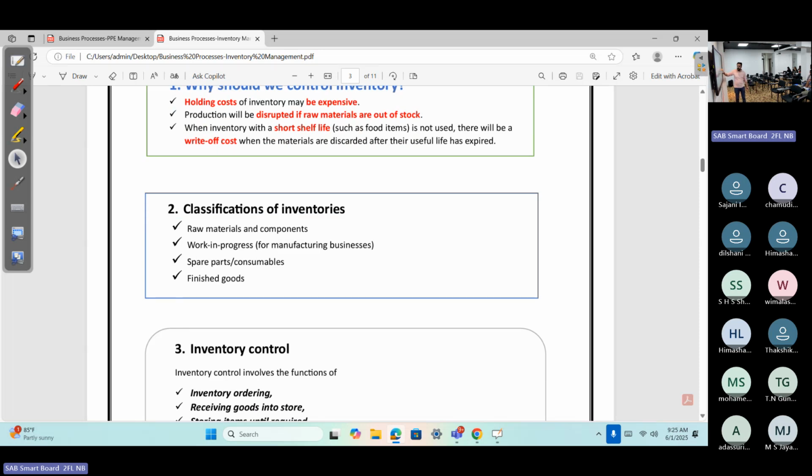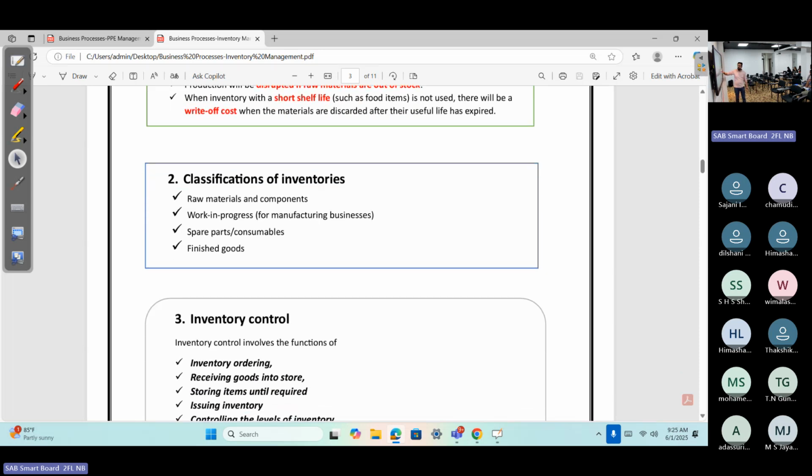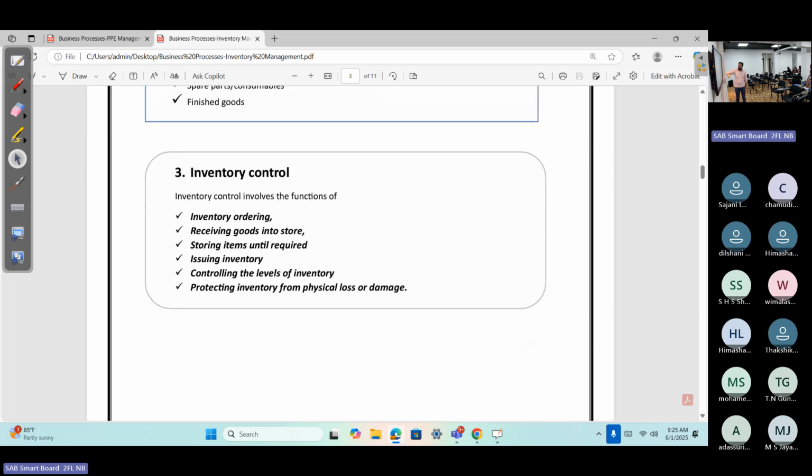Classification of inventories: raw material, work in progress, spare parts, and finished goods. And functions of inventory control: inventory ordering, receiving goods into store, storing items until required, issuing inventory, controlling the levels of inventory, protecting inventory from physical loss, which means physical safeguards. These 6 activities are involved in inventory management.